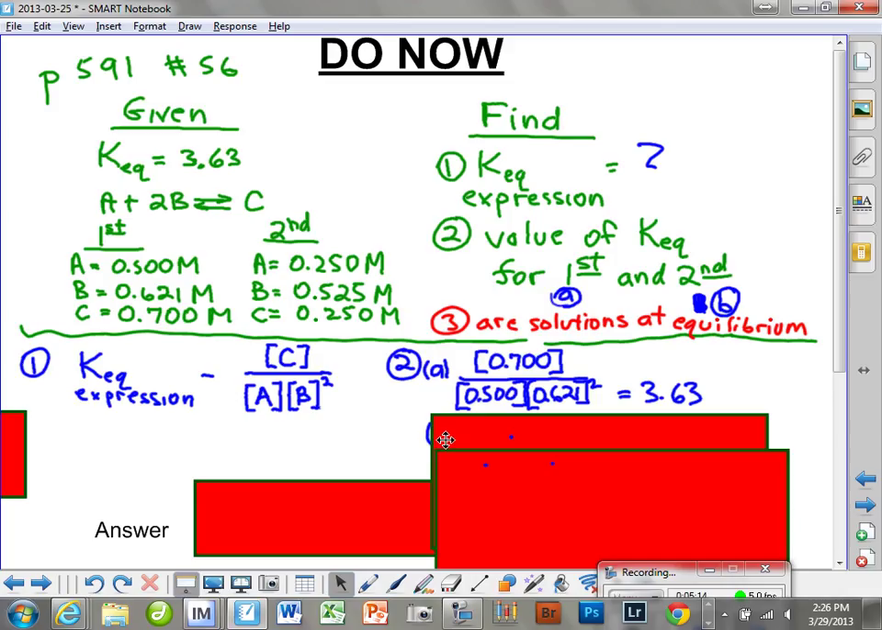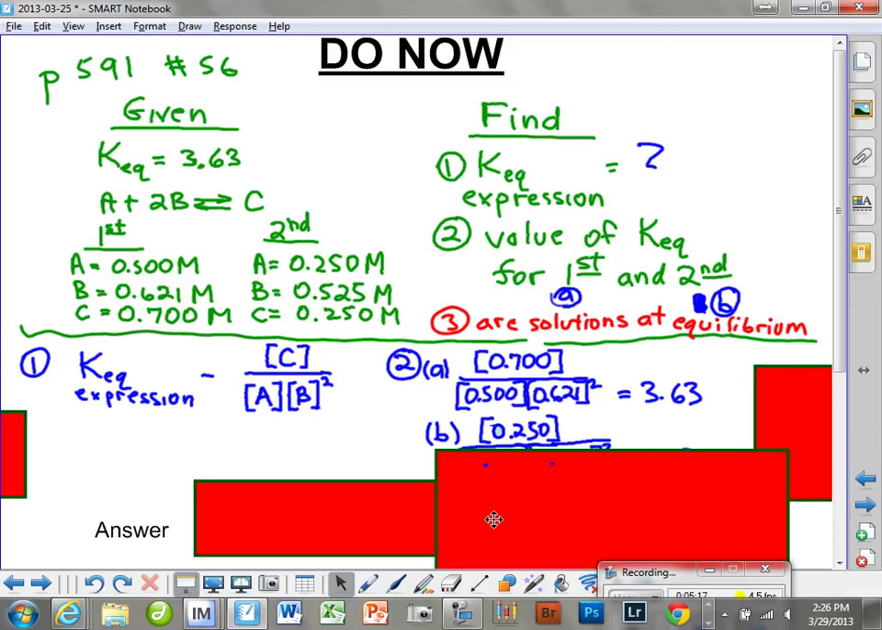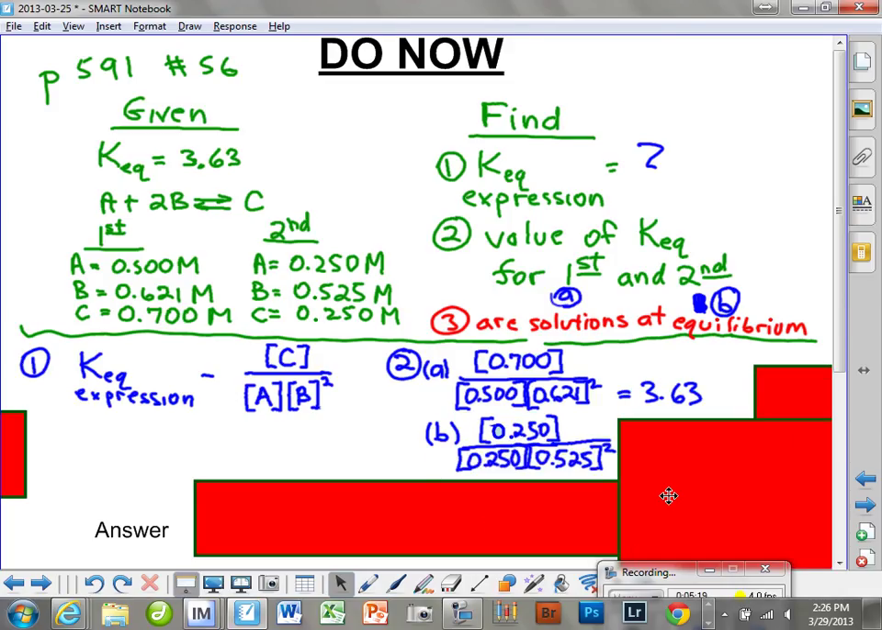Okay, let's get rid of this now and look at the second set of numbers. We put in our numbers, and 0.250 is letter C.